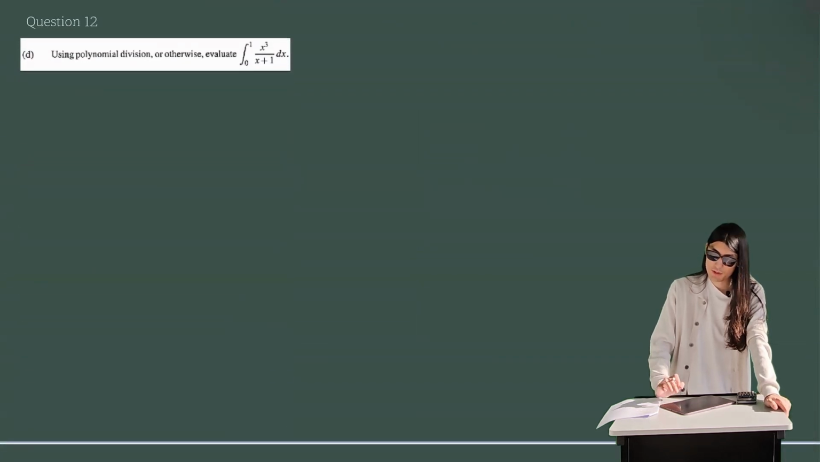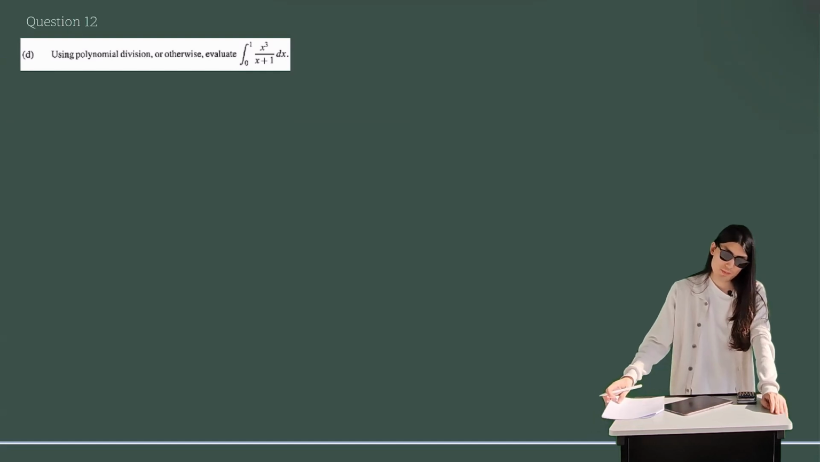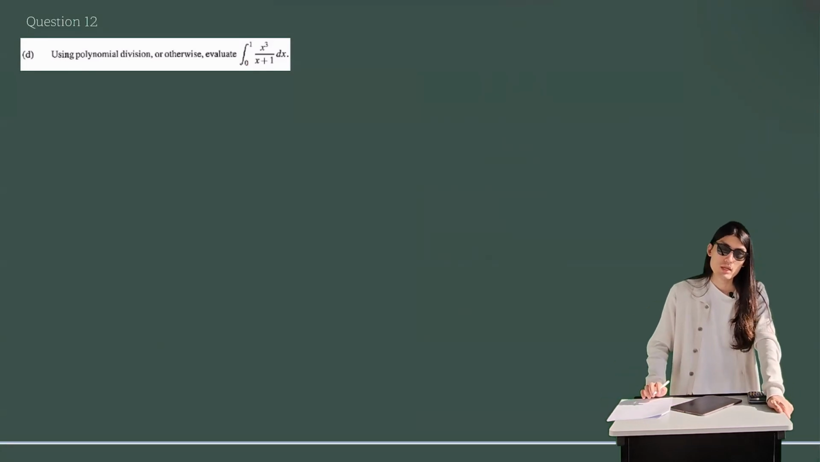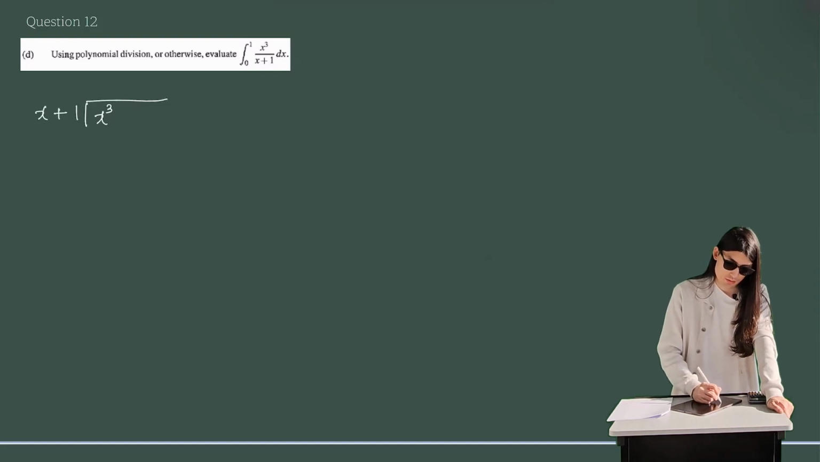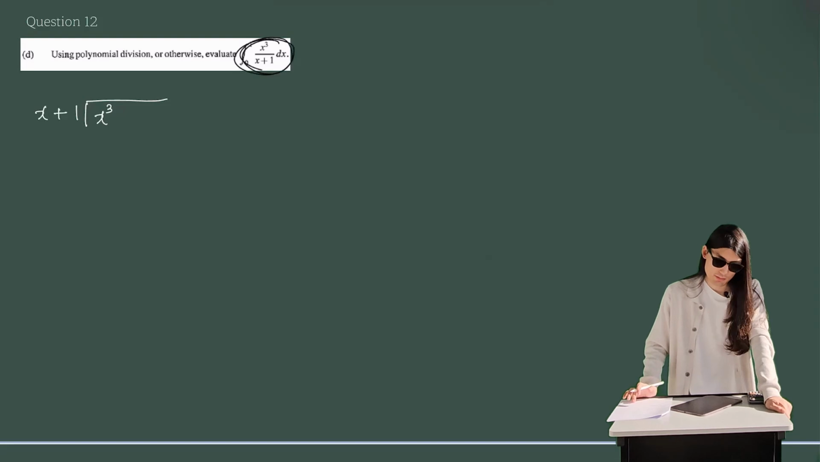Next, 12D. Using polynomial division or otherwise, evaluate. Okay, so for this one, I'll skip the polynomial division part, because again, I'm just going to trust that you guys can handle the division on it. Basically, it's telling you guys to divide x cubed by x plus 1.